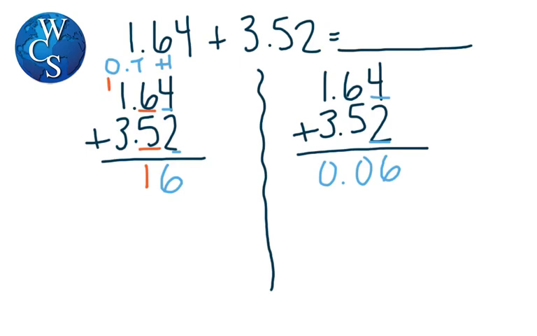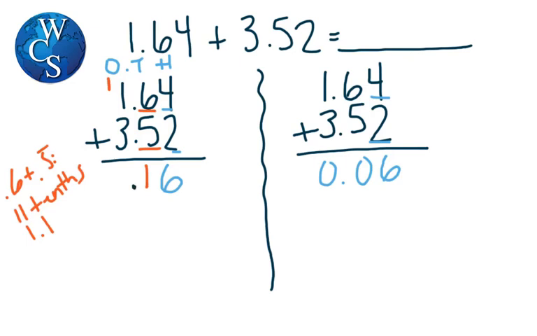So I have 1 and 1 tenths, because 6 and 5 tenths equals 11 tenths, which is 1 and 1 tenths. I'm going to bring my decimal point down so it lines up.